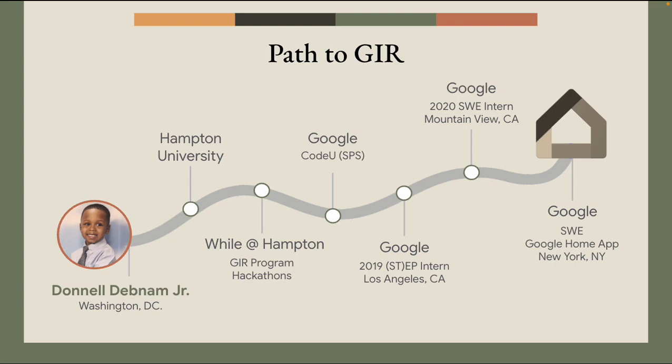So I applied to Google my freshman year for the summer internship, and I didn't get it. But I felt like I was a strong student at that point. So I ended up doing this CodeU program, which was like a free internship. It was unpaid, but it was still a similar experience where you worked during the summer. It was virtual, and you work with a team under a Google engineer on a software-based project. And so I did that.